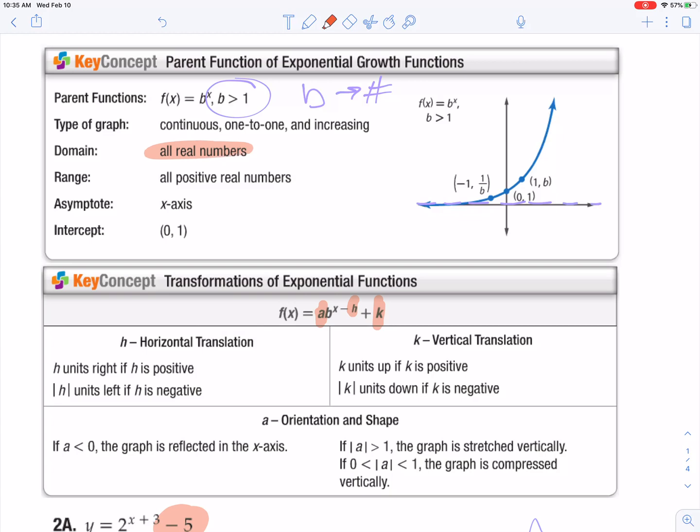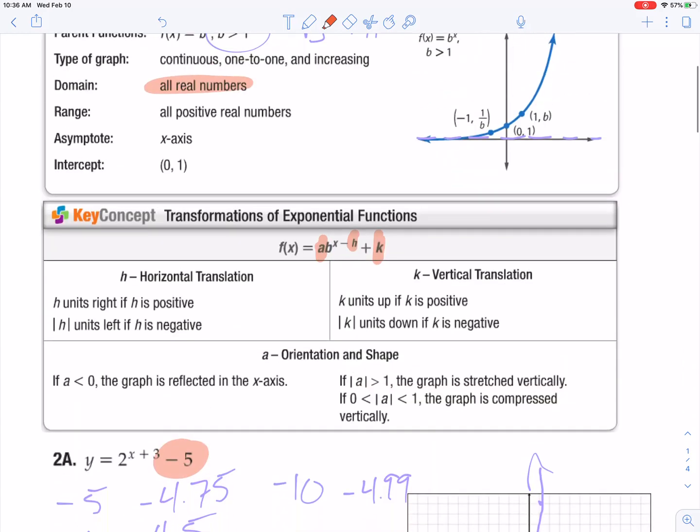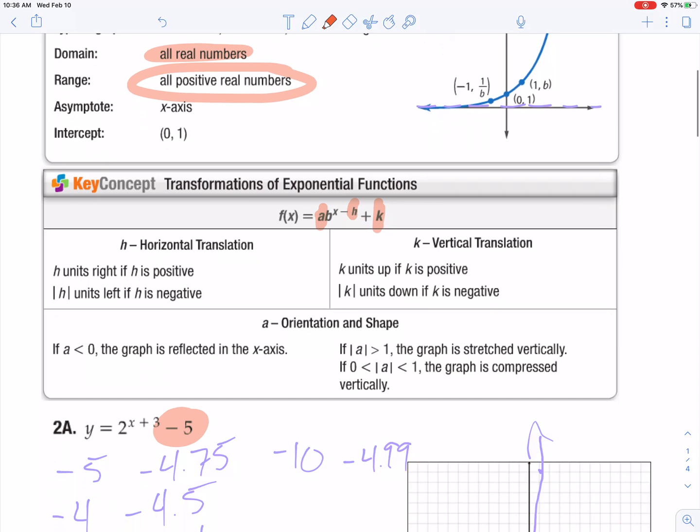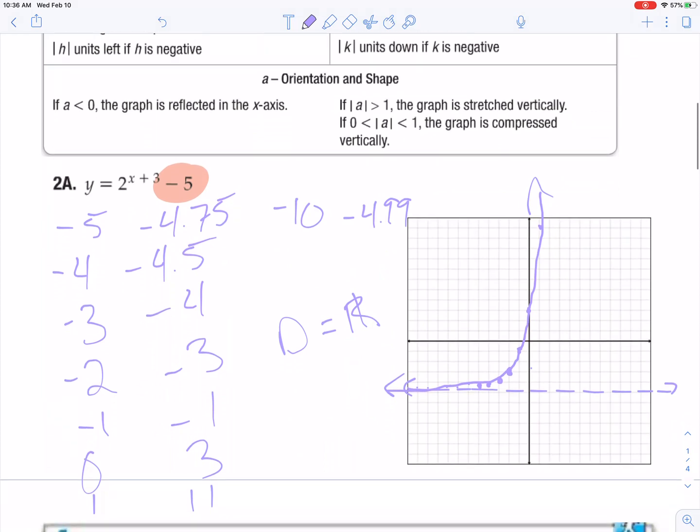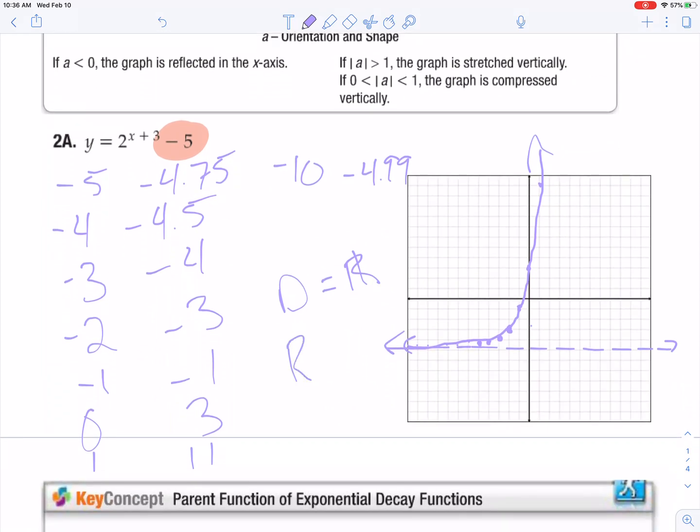Domain, all reals. The range, okay, it's kind of unclear because on here it just says all positive numbers, but that's because the asymptote was at 0. Your range is going to be y is greater than the k value here. Okay, y is bigger than the asymptote. This time the asymptote is -5. That means range is y is greater than -5. Notice it does not actually equal -5.